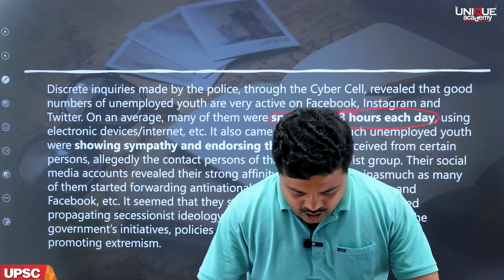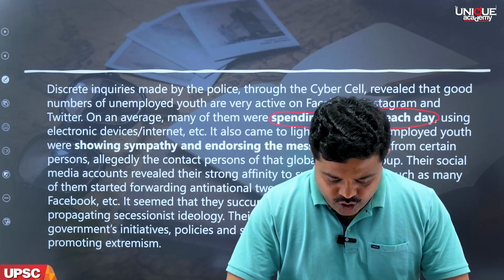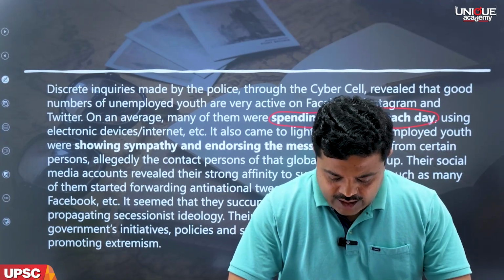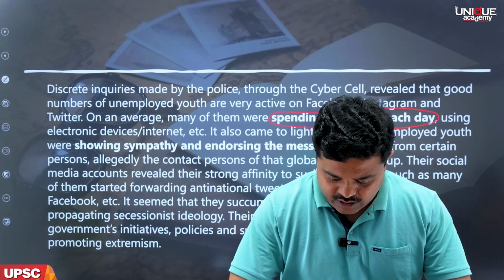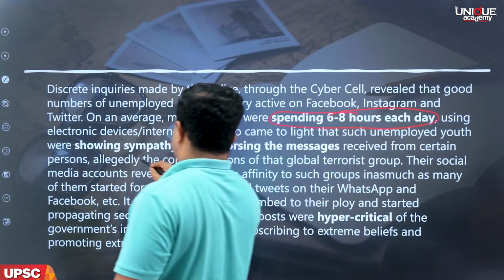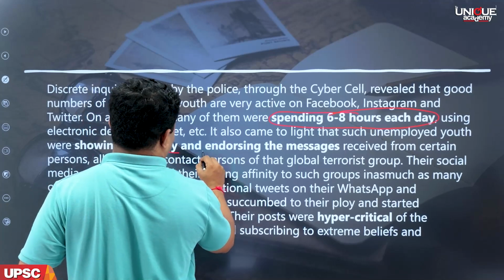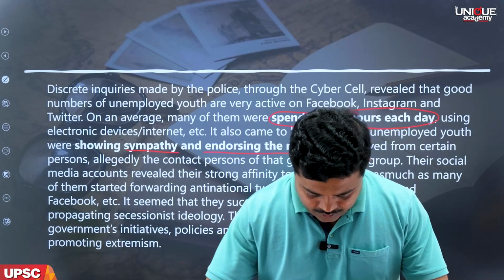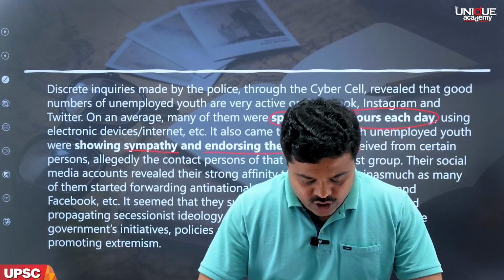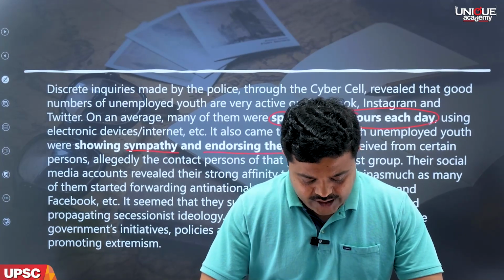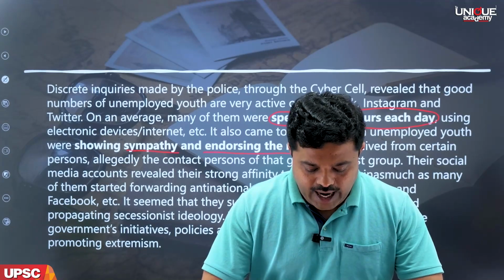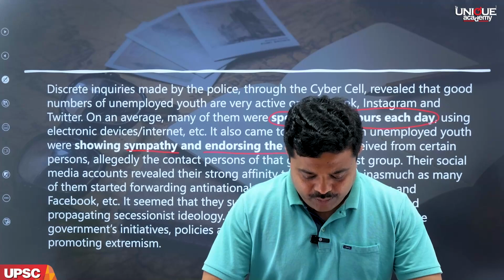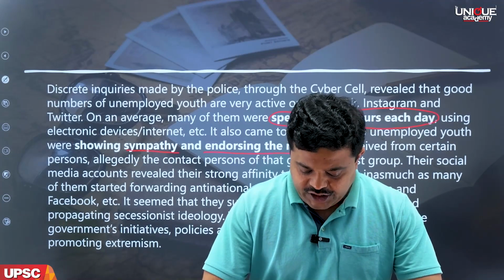It also came to light that such unemployed youth were showing sympathy and endorsing the messages received from certain person, alleged contact person of that terrorist group. So again, this is a matter of psychology, sympathizing and endorsing such messages by youth. Then the social media accounts reveal strong affinity to such groups, in as much as many of them started forwarding anti-national tweets on their WhatsApp, Facebook. It seemed that they succumbed to their ploy, started propagating secessionist ideology.